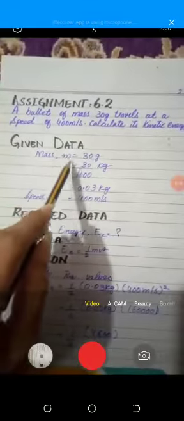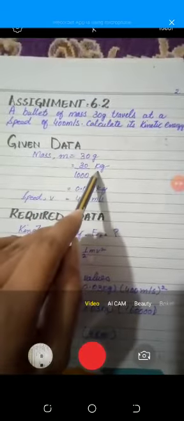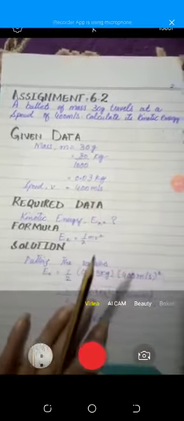The given data is mass equals 30 gram. First we convert gram into kilogram. For the conversion of gram into kilogram, we are going to divide by 1000. So 30 divided by 1000 and the answer comes 0.03 kilograms. And speed is given as 400 meter per second. Required data: now the required data is kinetic energy, KE, which we are going to find. The formula given to us is kinetic energy equals half m v square.